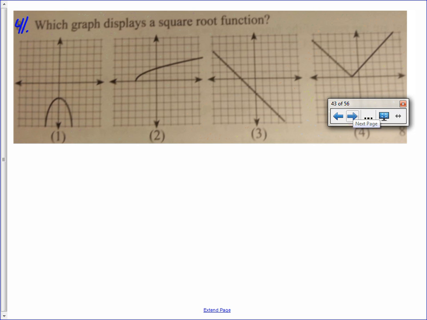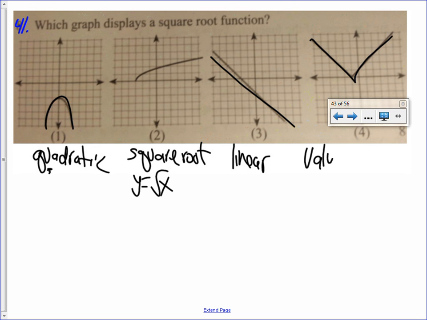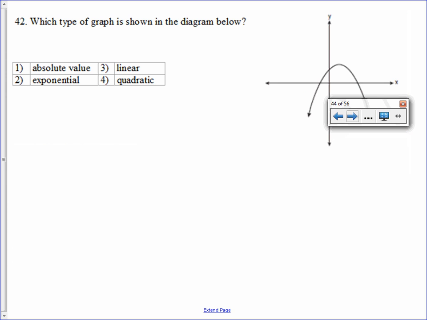It's a little dark. Which one is a square root function? Well, let's talk about each of them. A U is quadratic. This one is your square root function. If you're ever not sure, you can type it into the calculator and look at it. You can type in y equals radical x and see what it looks like. A line is linear, and a V is absolute. You have a whole list of all the functions in your key understandings packet.